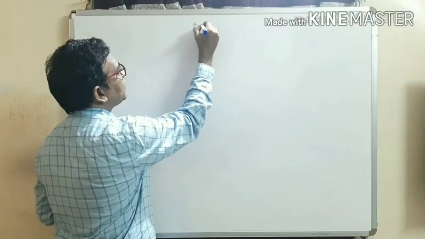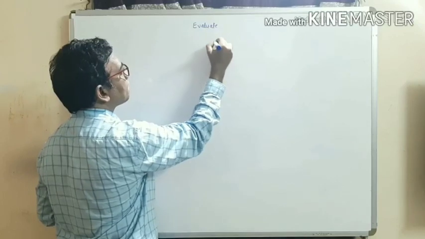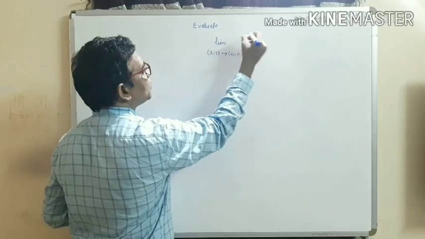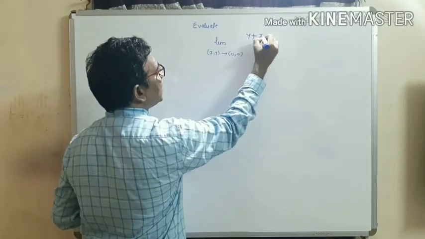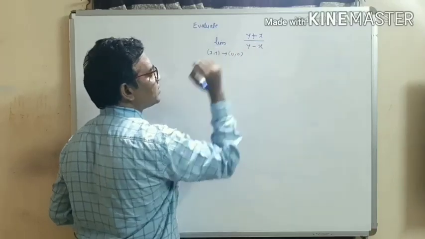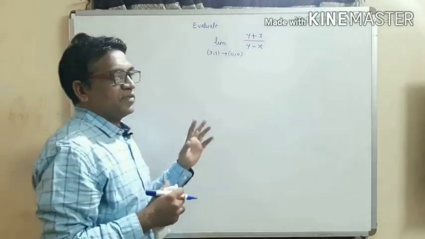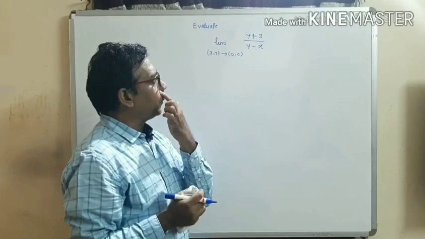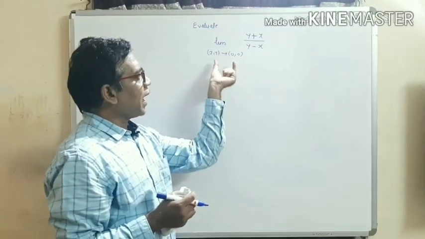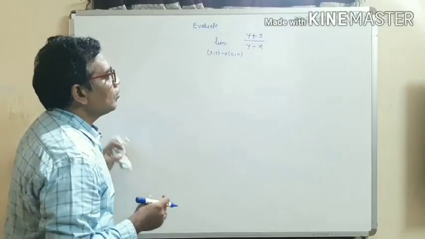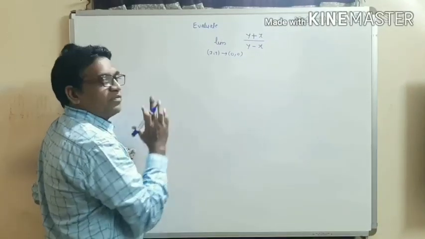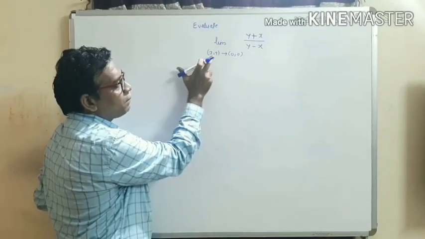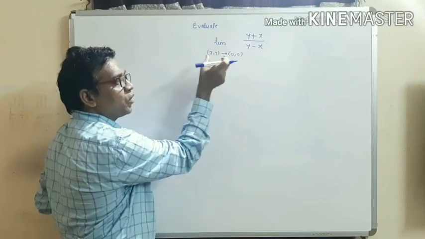Evaluate the limit as (x, y) tends to (0, 0) of the function (y + x) / (y - x). What is the given example? Evaluate the limit of this function (y + x) upon (y - x) as (x, y) approaches the origin. Now what is the given condition in this example? We are given that the point (x, y) approaches towards the origin.